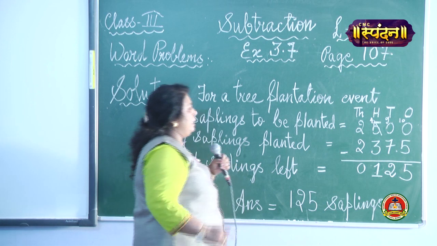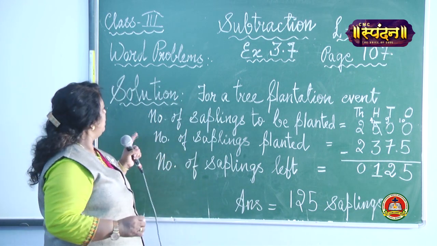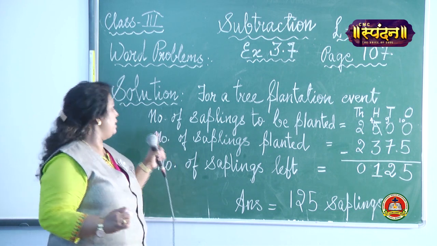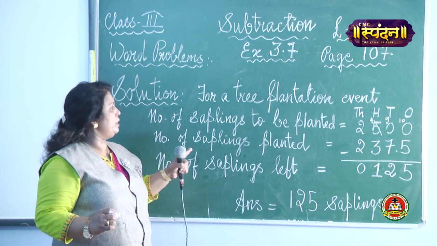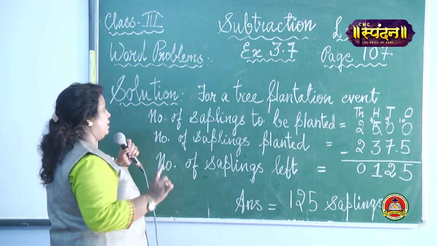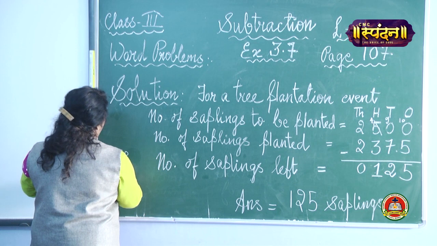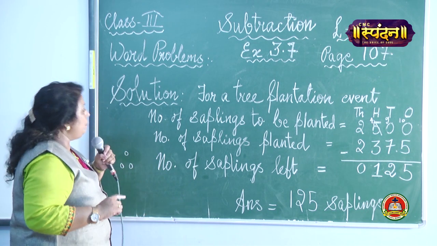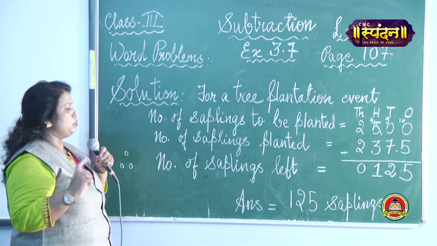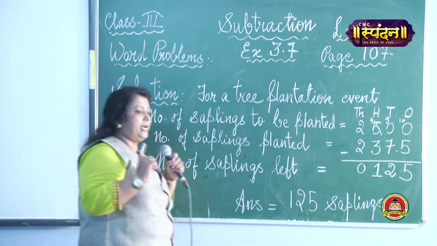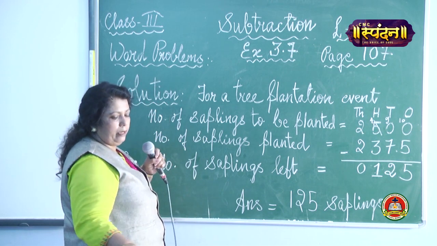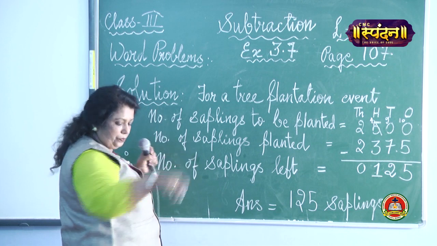So, this way you will write. I think it's clear. For a tree plantation event, number of saplings to be planted 2500. Number of saplings actually planted, कितना plant कर पाए थे? That is 2375. Therefore, you can write therefore. Therefore means 3 bindi. Therefore, number of saplings left, that is 125, minus करके मिलेगा. So answer you are supposed to write, otherwise we'll cut marks. Okay, so this was your first sum. I hope everything is clear. We'll come to the second sum.